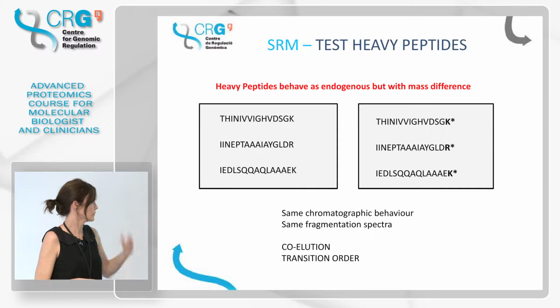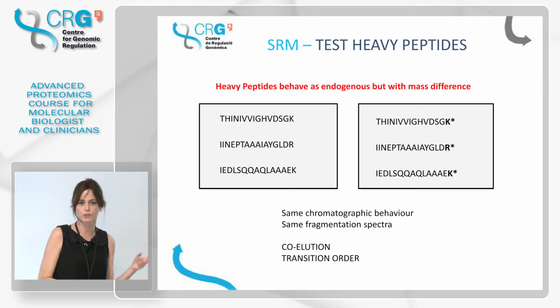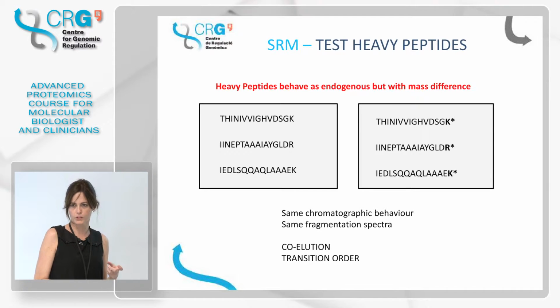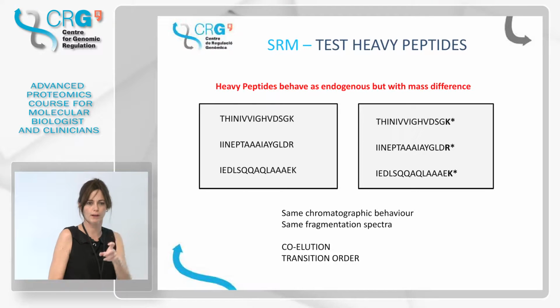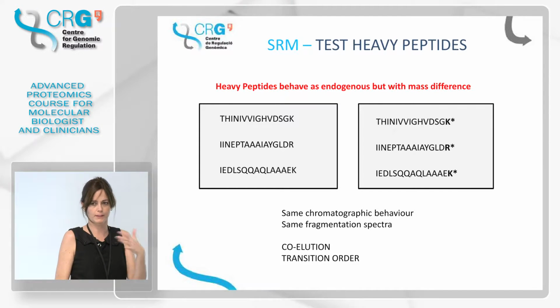Okay, just to remind you, heavy peptides behave like their endogenous partners. They behave the same chromatographically. They behave the same in the mass spectrometer, but there is a mass difference. Remember, we were talking about how those Y ions will have a different mass, but this is good for us because then we can distinguish them. But the important thing is that they behave the same. So they are our ideal internal standard.